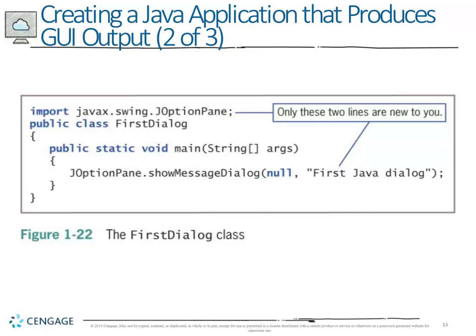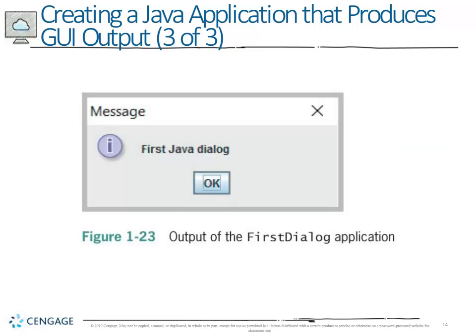So in order to do this, we must have an import statement with an import javax.swing.JOptionPane; semicolon. And in the main method, we have a JOptionPane.showMessageDialog, then null, comma, then "first Java code". And you will see a dialog message box like this.